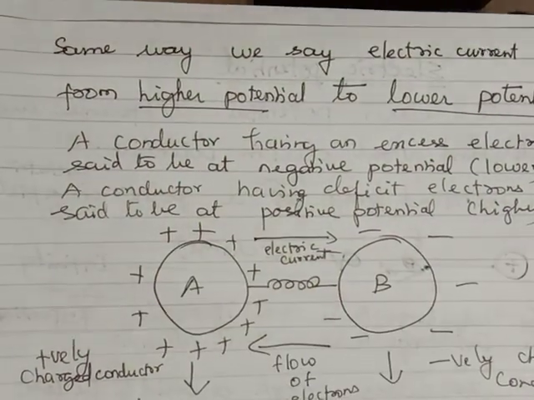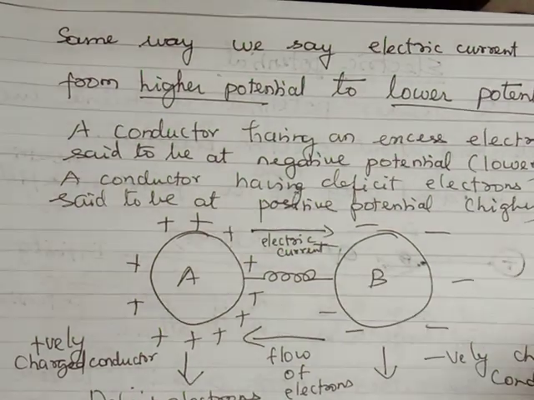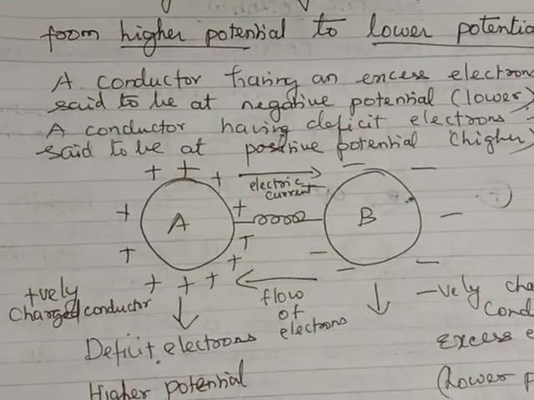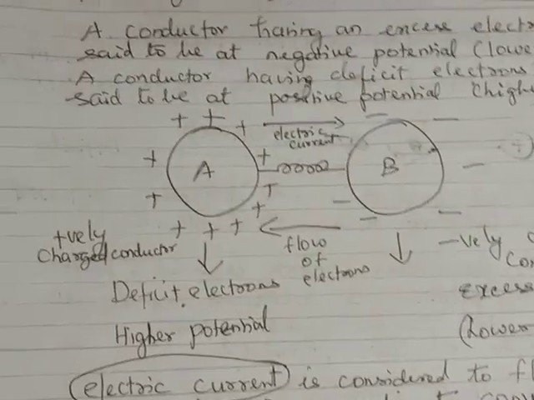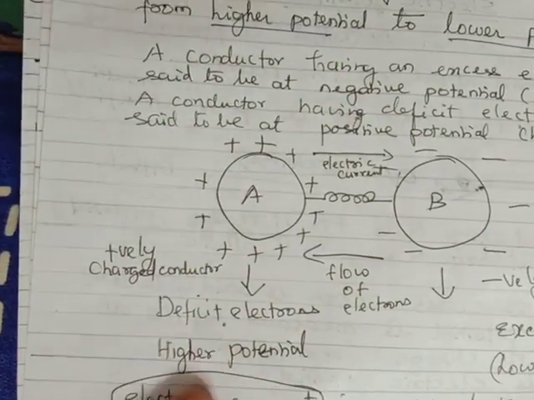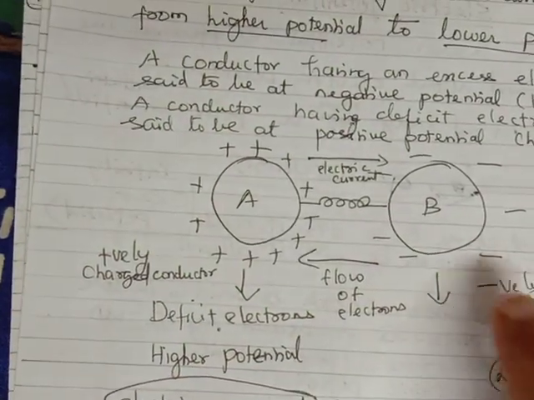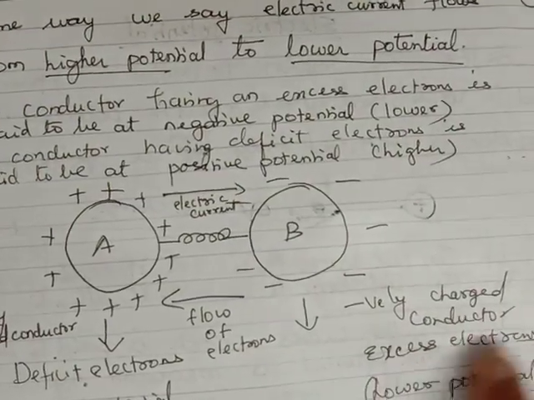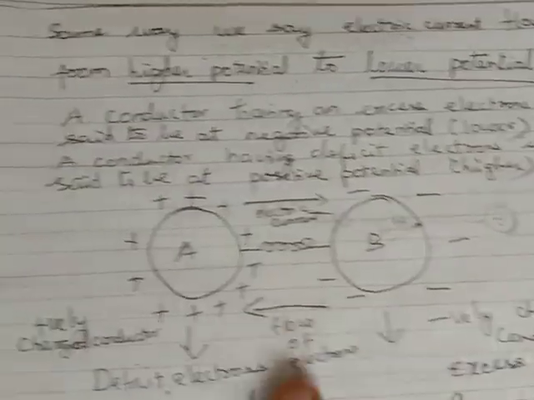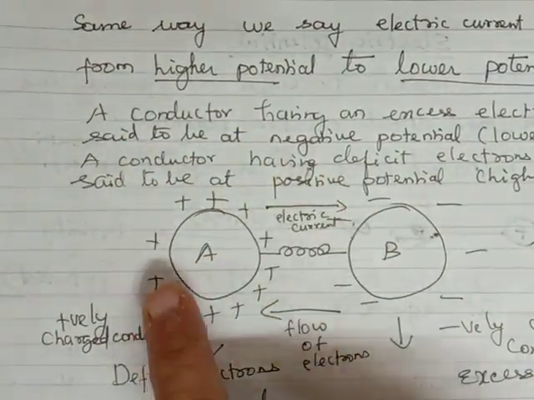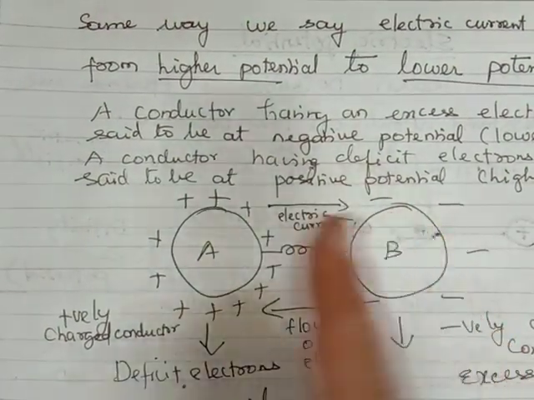So I hope you have understood the meaning of higher potential, lower potential, electron current and conventional current. Once again, we will see here. Look at this diagram. Body A is considered to be a positively charged body, with deficit electrons, and it is at the higher potential. Body B is a negatively charged conductor with excess electrons, and it is at lower potential. That's what I told. Flow of electrons will be from B to A, but electric current, meaning conventional current, will be from A to B.